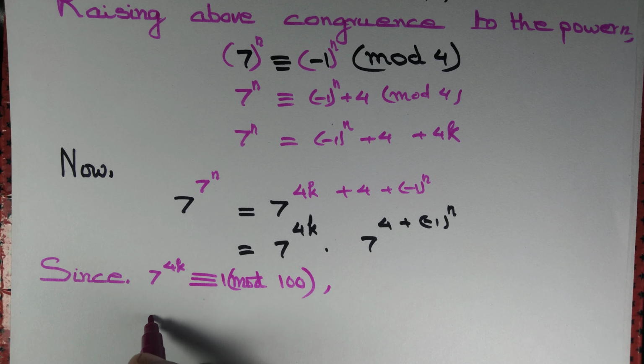Therefore, if n is odd, f of 7 to the power 7 to the power n is exactly equal to 43. If n is even, it is exactly equal to 7. So we just want to compute the sum for n going from 1 to 2019 of f of 7 to the power 7 to the power n. And that's equal to, if n is even, so 2, 4, 6, 8 up to 2018, it's 7.